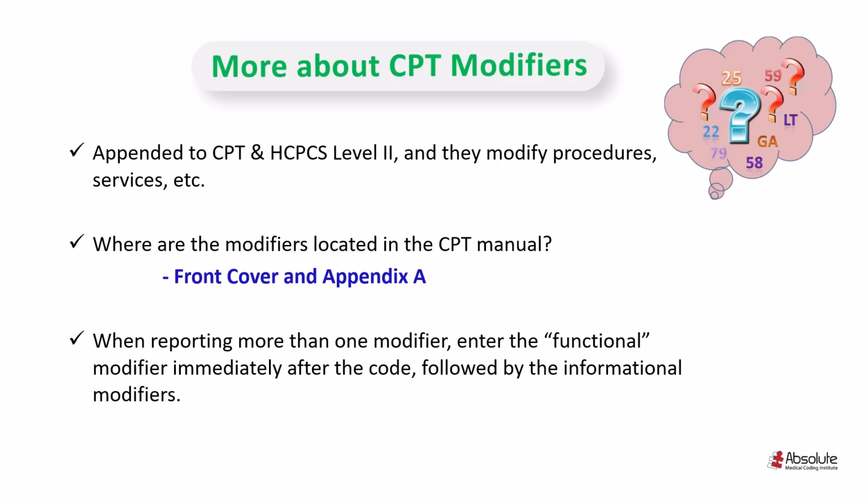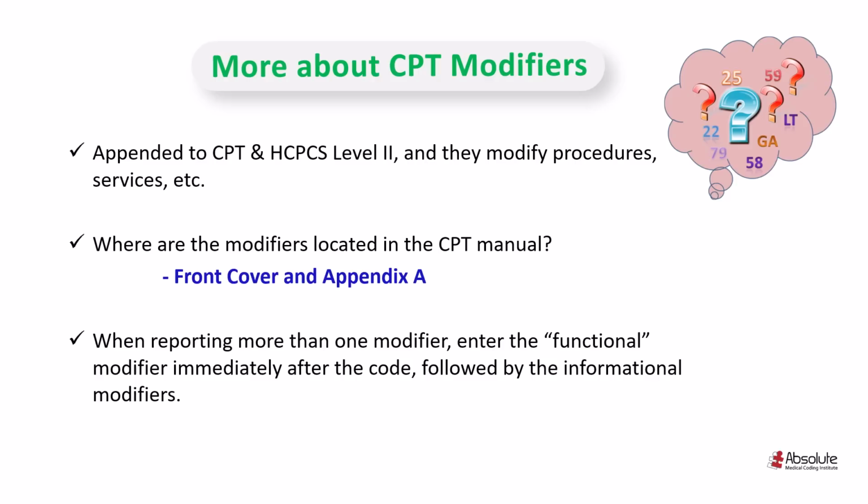Now, this is something you need to know. When reporting more than one modifier, you must sequence the functional modifier immediately after the code, followed by the informational modifier. So if one code requires multiple modifiers, you sequence that functional one first. What does functional mean? In a nutshell, it means the modifier that impacts the money.